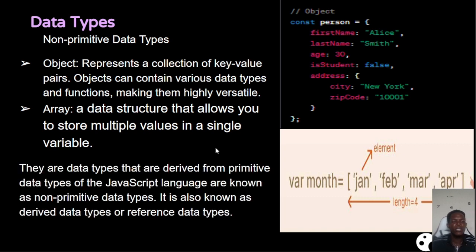Then these data types are derived from primitive data types of the JavaScript language, and they are known as non-primitive data types. They are also known as derived data types or reference data types.